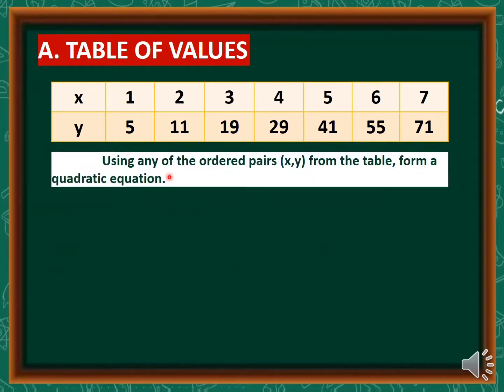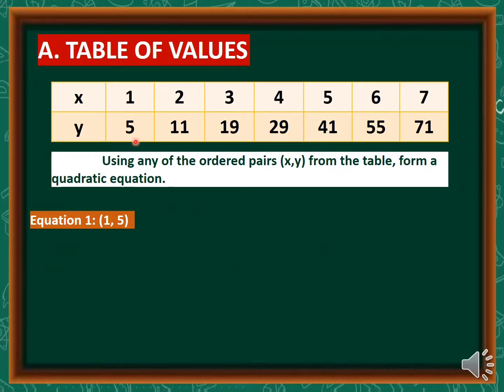First, using any of the ordered pairs, x, y, di ba ito yung mga ordered pairs? We have 1, 5, 2, 11, 3, 19, and so on and so forth. You have to form a quadratic equation. So, yun yung unang part in order for us to form an equation. So, form a quadratic equation. Let us begin with our equation number 1. Our equation number 1, let us use 1, 5.